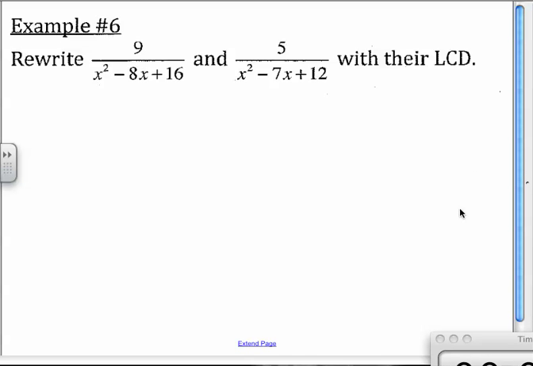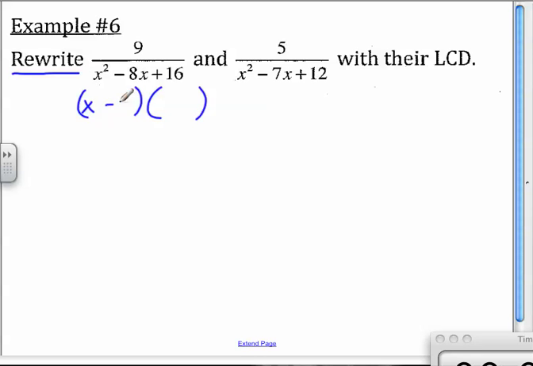Okay, guys, now in example number 6, it says a little something different here. It says rewrite it. That means we need to change the numerator as well. We're not just finding the least common denominator, but once we find it, we have to show how it changes the numerator also. So I need to do the same thing. I need to just factor the denominator for each one.